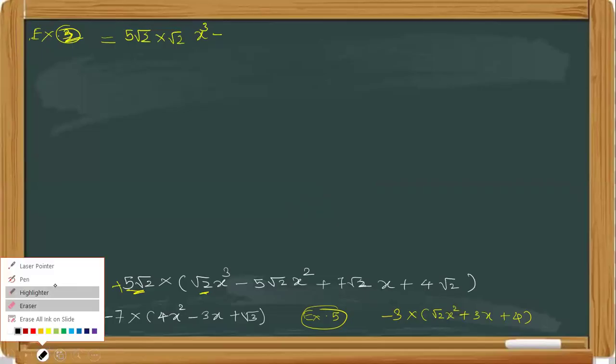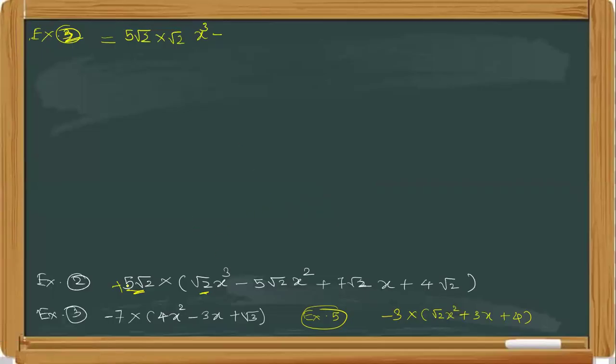Let's do it slowly. Now 5 root 2 is there, 5 root 2 is there, and here there is 5 root 2. Multiply 5 root 2, coefficient x square. Understood? Again, this plus gets multiplied to this plus and results in a plus sign. 5 root 2 multiplied by 7 root 2.